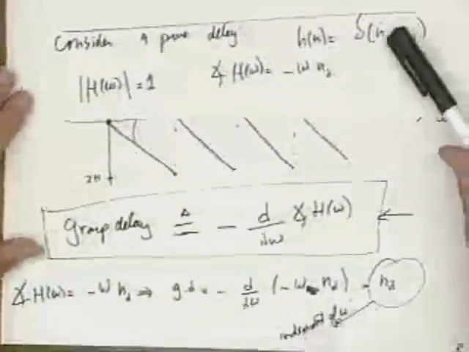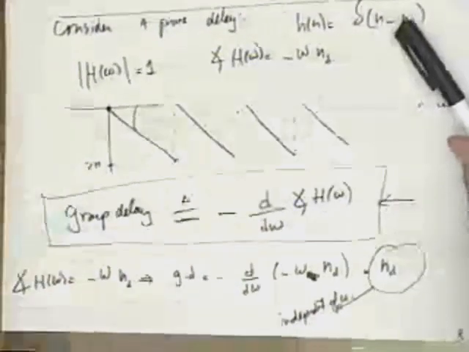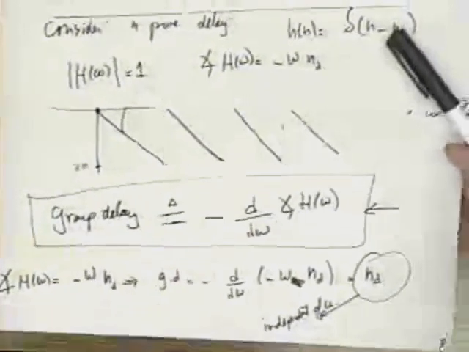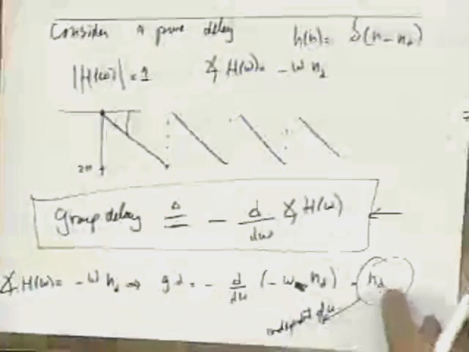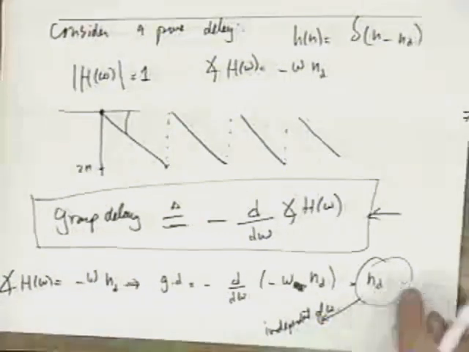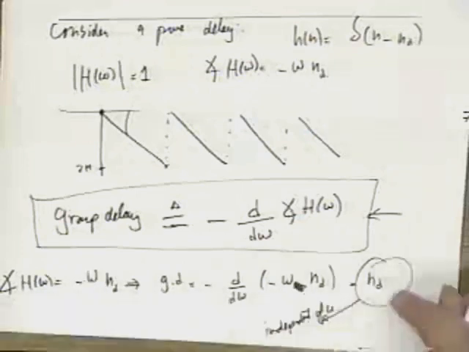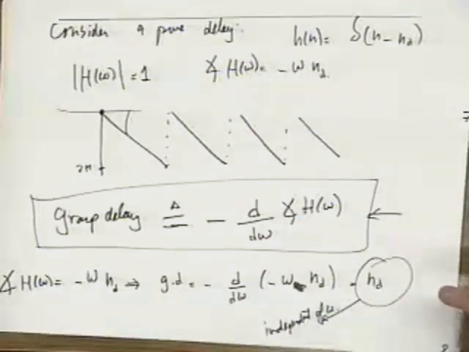What does that mean? Well, what that means is that for this delay system, it doesn't matter what frequency sinusoid you put into it. It always delays all sinusoids of all different frequencies by n sub d. So the fact that here in this example the group delay is independent of omega, intuitively, means that it delays all different frequencies the same amount.